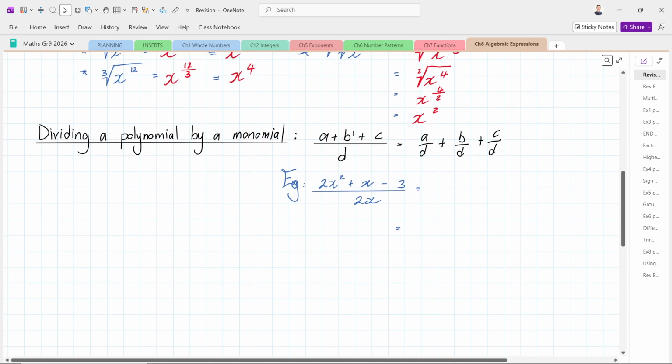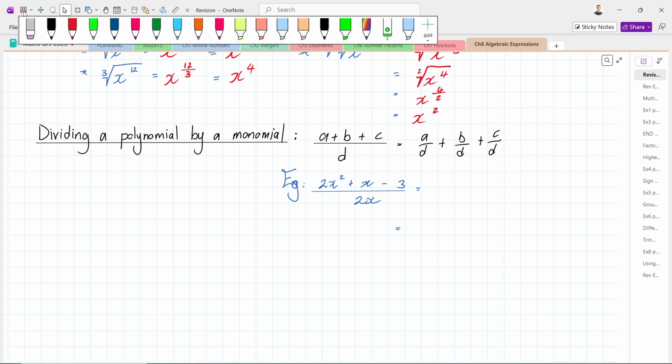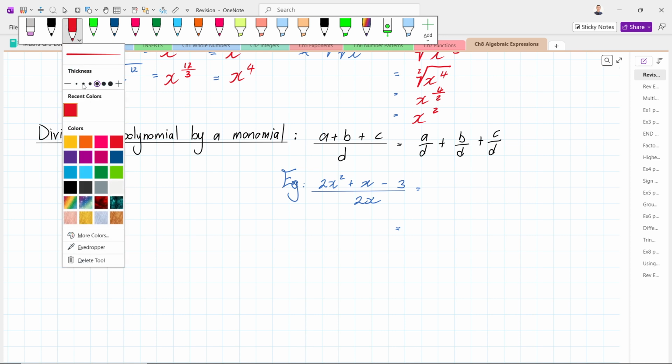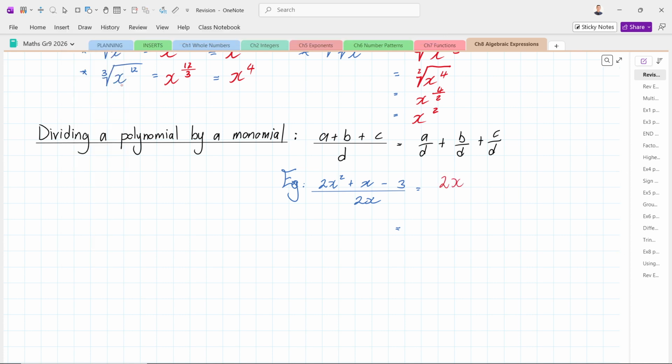With regards to dividing polynomials by monomials, so I'm dividing multiple terms by a single term, you need to split them all on their own denominator, the same denominator. So this one we could rewrite as 2x squared plus x minus 3, and each of them would then be over 2x. Right, they each have to be divided by that same denominator.